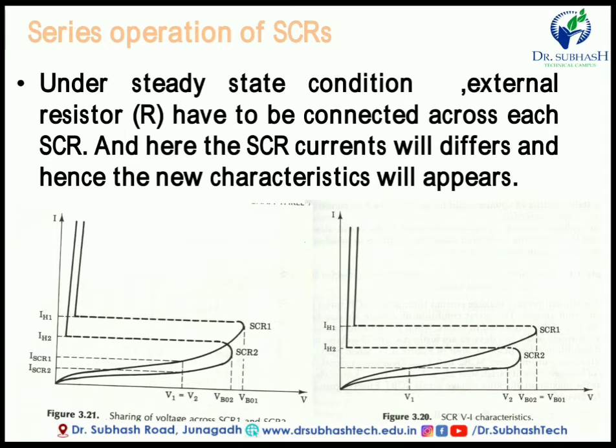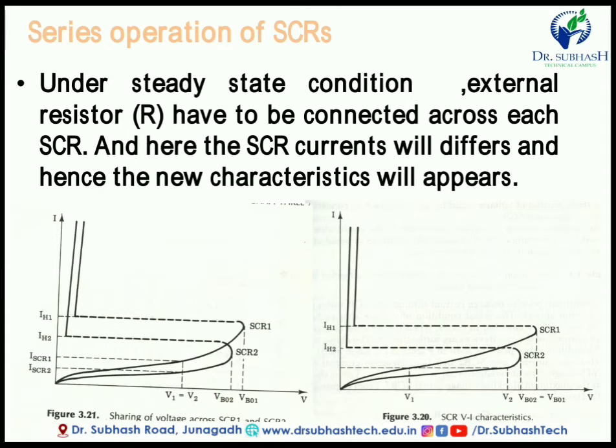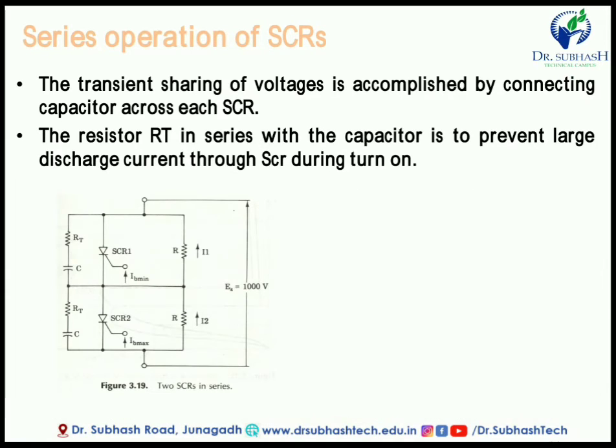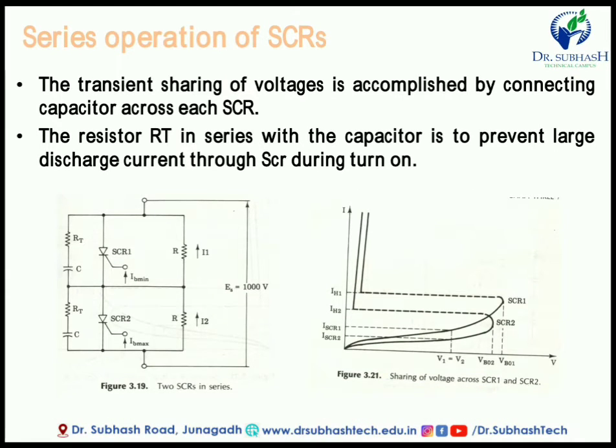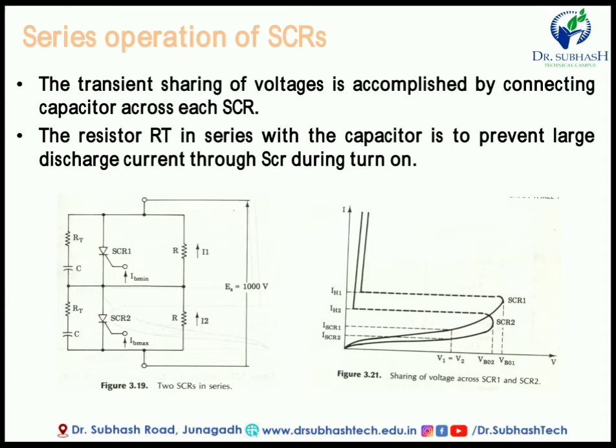So here we have to compensate this characteristic, this voltage or current. We require some resistors across the SCR so we can make both V-I characteristics exactly the same, as the same rating. Now here resistor R is connected in parallel with the SCR, and this RT and C are connected to the SCR to compensate so that V1 and V2 are both the same.